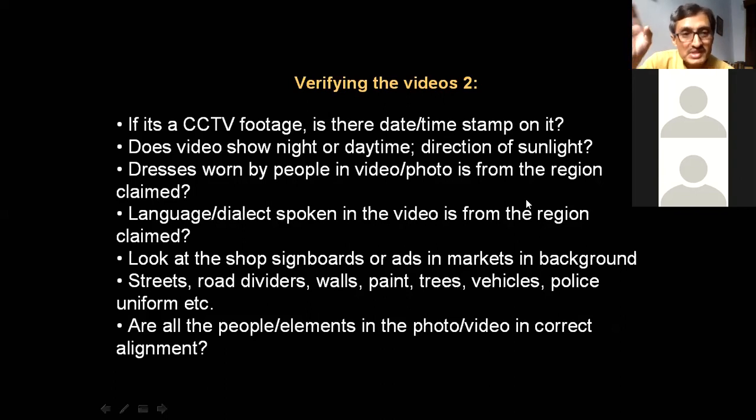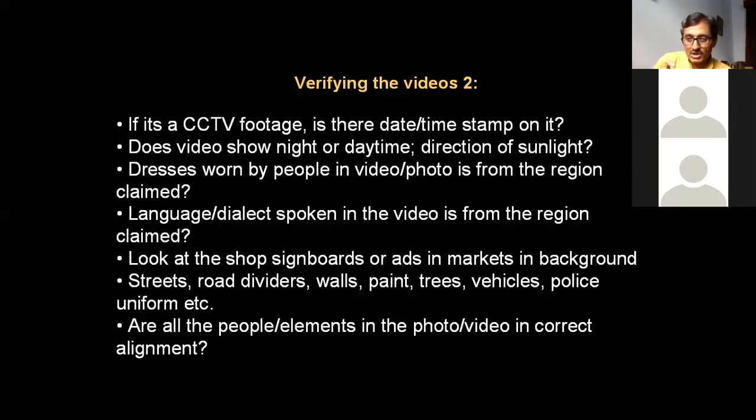Then, if it is CCTV footage, a lot of times CCTV footage is also used and made viral. So look at whether there is a date and time stamp on it, because most CCTV footage has a particular date and time. If it is not there, why is it not there? How do you source CCTV footage? What happens is that CCTV footage is usually being watched on a screen, and people don't access it from the camera, but watch it on the screen.